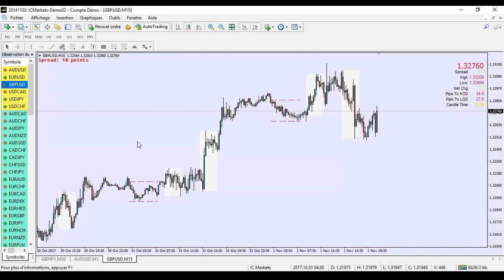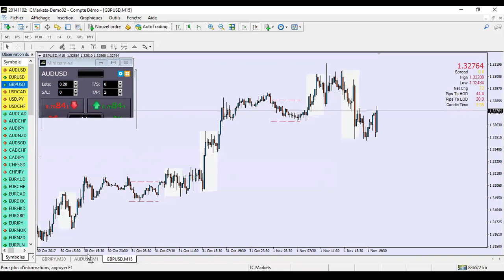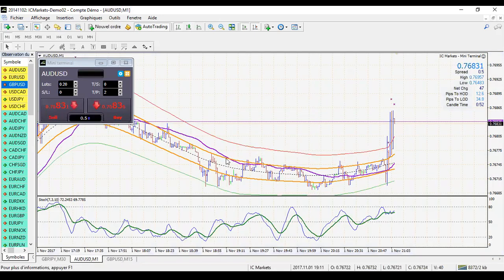And most of the times during high activity times, my spread is around 0.2 pips. So they have very low spread. Yeah. So my scalping strategy is that one.